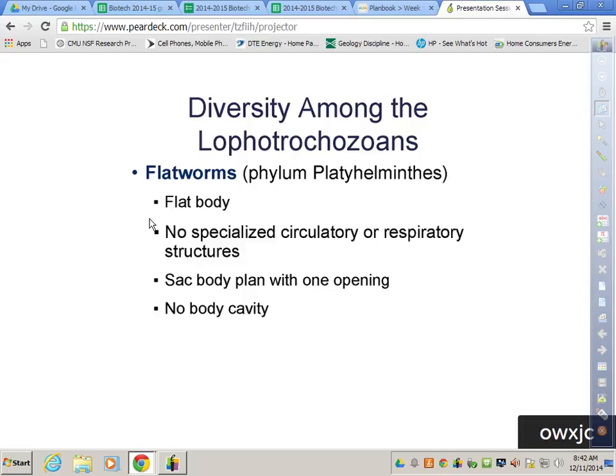But looking at the Lophotrochozoans, the flatworms in the phylum Platyhelminthes, that's always fun, right? They have flat bodies, hence the name flatworms. There's no specialized circulatory or respiratory structures. Now, I could have opted to order a bunch of flatworms. They gross me out way more than like a live earthworm, so I don't know why. They've always bugged me, but they do. I had to dissect like 10 different worms, and that one always looks goofy. I'll show you a picture of one in a minute. There's no specialized circulatory or respiratory structure. The sac body plan with 1 opening. So there's just 1 opening here. And there's no body cavity.